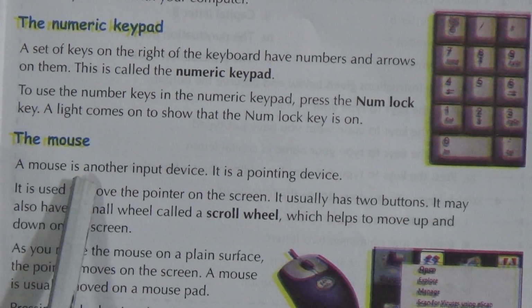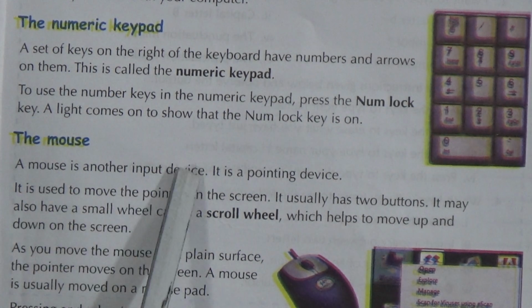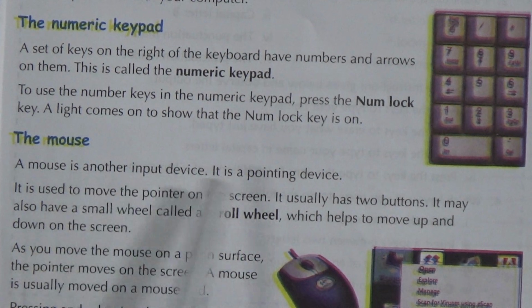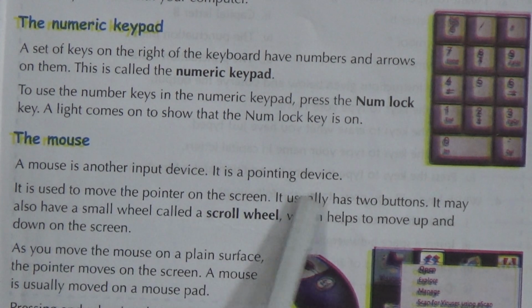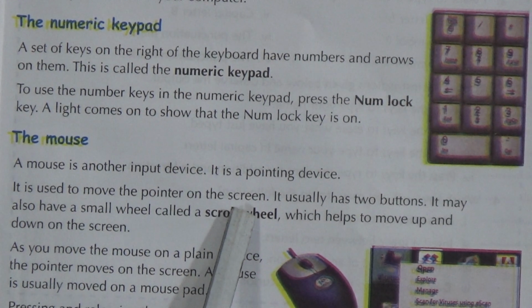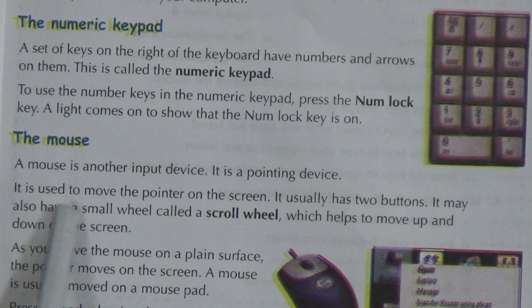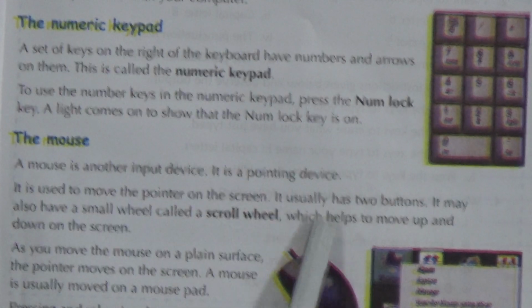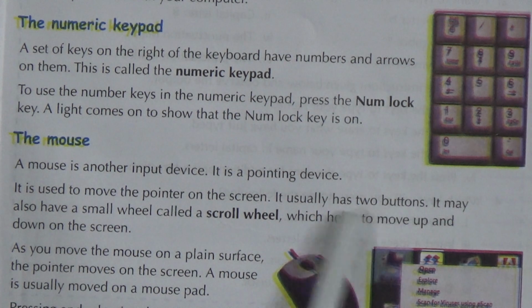Next is the mouse. A mouse is another input device, it's a pointing device. It is used to move the pointer on the screen. You can see a pointer on your screen and this mouse is used to move that pointer on the screen. It usually has two buttons. Look at the picture, you can see two buttons.